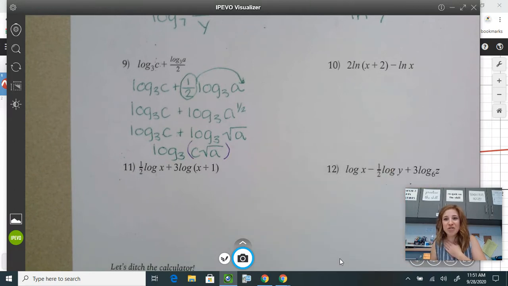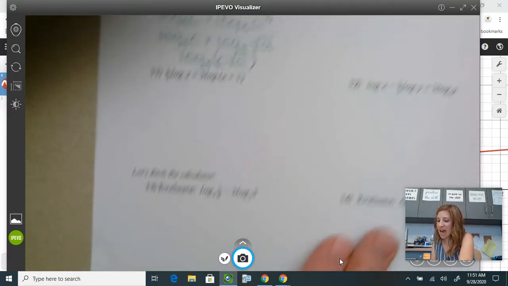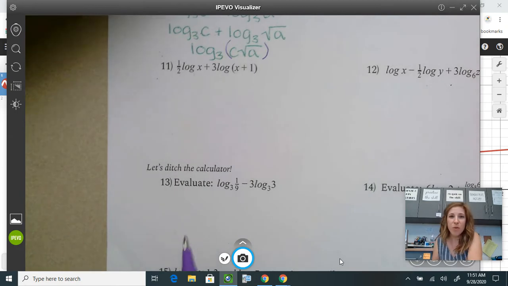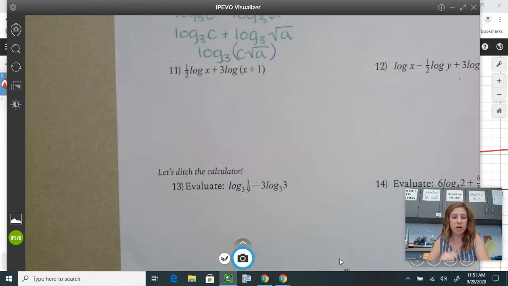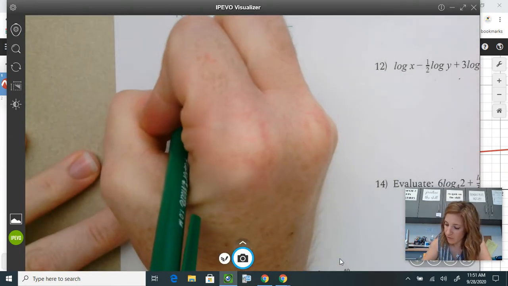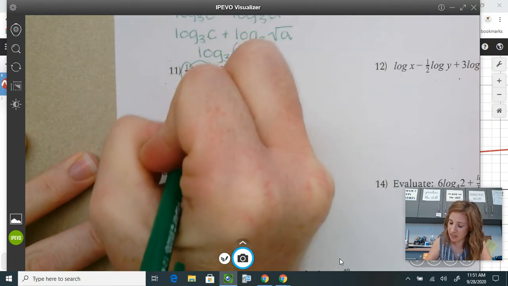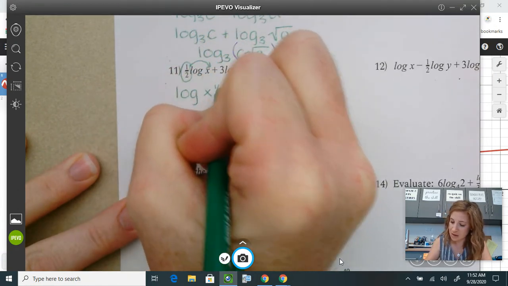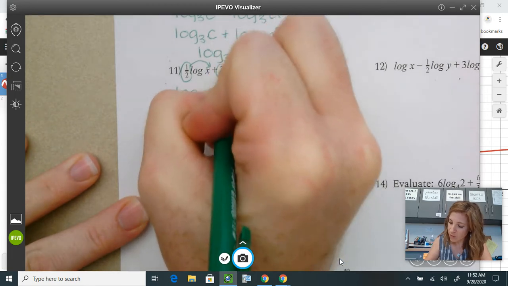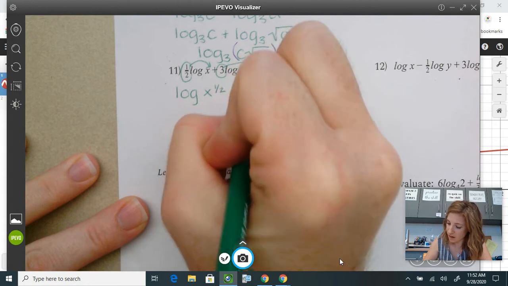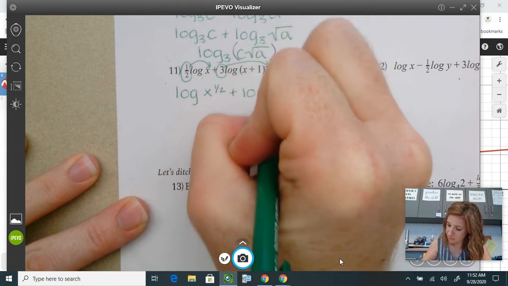Okay, I'm going to let you try 10 on your own here in a minute, and I want to walk through number 11. Okay, number 11, coefficients. We're going to look for those coefficients, and we're going to pull those back first. So we have a coefficient of 1/2. That is going to pull back to be an exponent on x. Plus, we have a coefficient of 3, which is going to pull back to be an exponent on the quantity x plus 1.